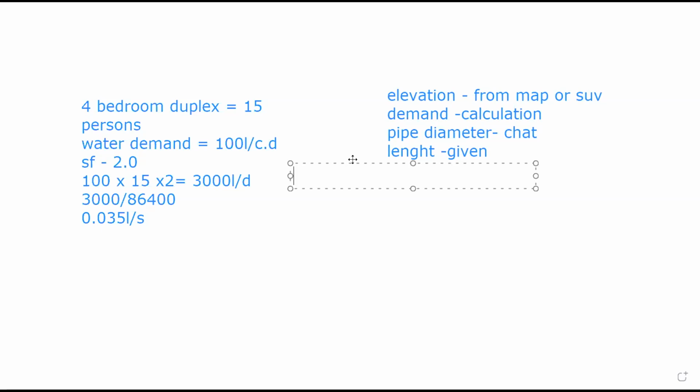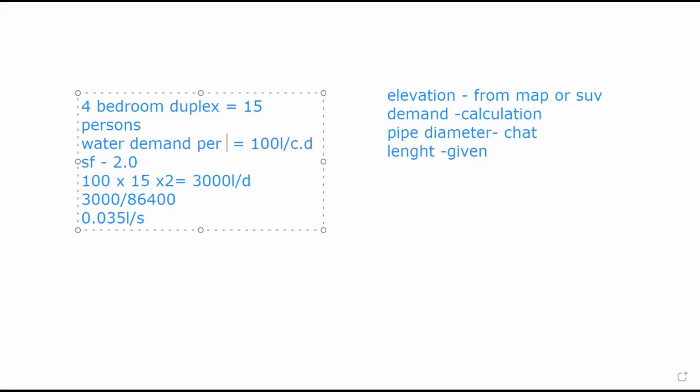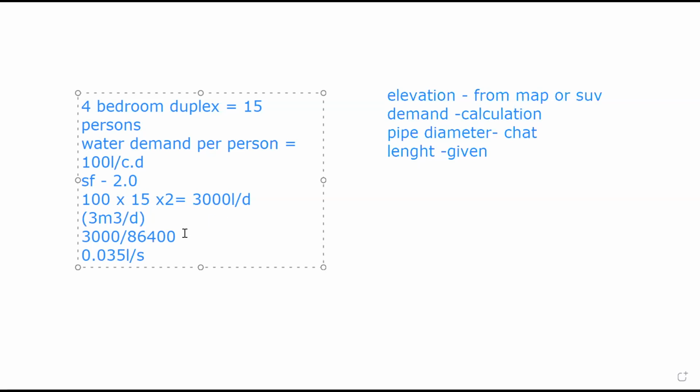you have a 4-bedroom duplex, 15 persons. Water demand per person is 100 liters per capita per day. The safety factor is 2.2. Therefore, their water demand will be 3,000 liters per day, which is equivalent to 3 cubic meters. It's just the same thing. Convert it to seconds, and you have this.